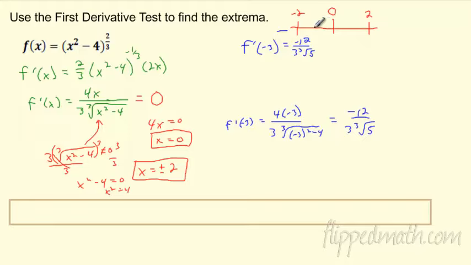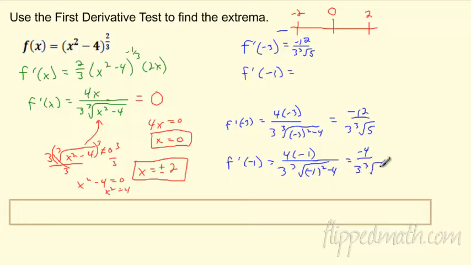Okay, let's check the next interval here. Between negative 2 and 0 is going to be negative 1. So I'm going to do the same exact thing. Plug negative 1 into my derivative and see what I get. Wherever there's an x, put in negative 1. So I'm going to have the cube root of negative 1 squared minus 4. And again, I'm just looking for whether it's going to be positive or negative. On top is going to be a negative. On bottom, negative 1 squared is 1, minus 4 is negative 3.